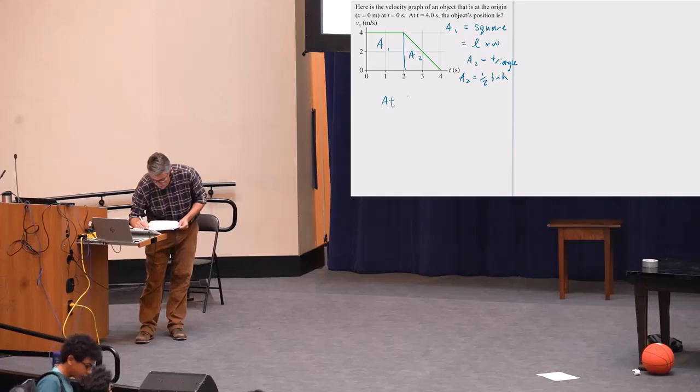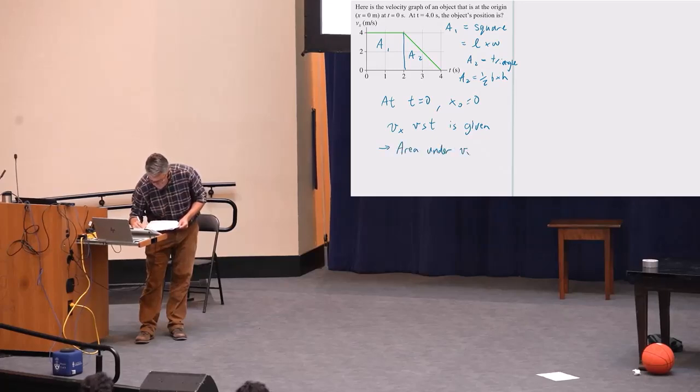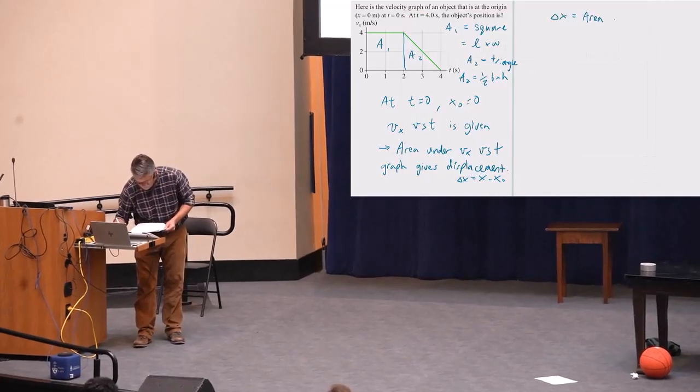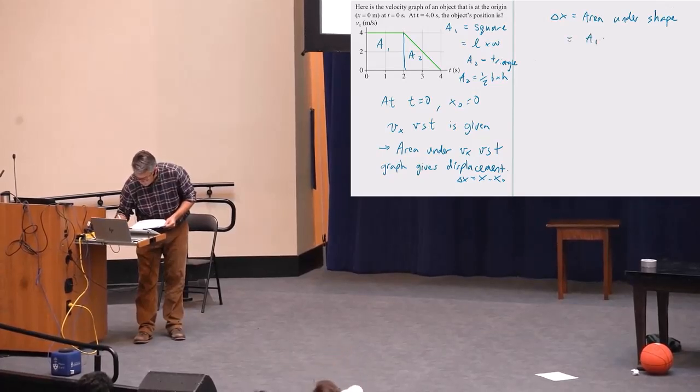So at t equals 0, x0 equals 0, and the Vx versus t graph is given. The area under the Vx versus t graph gives displacement. That's the concept here. It's the last concept of chapter 2, actually. So delta x is equal to x minus x0. So delta x is equal to the area under the shape down to the t-axis, A1 plus A2.